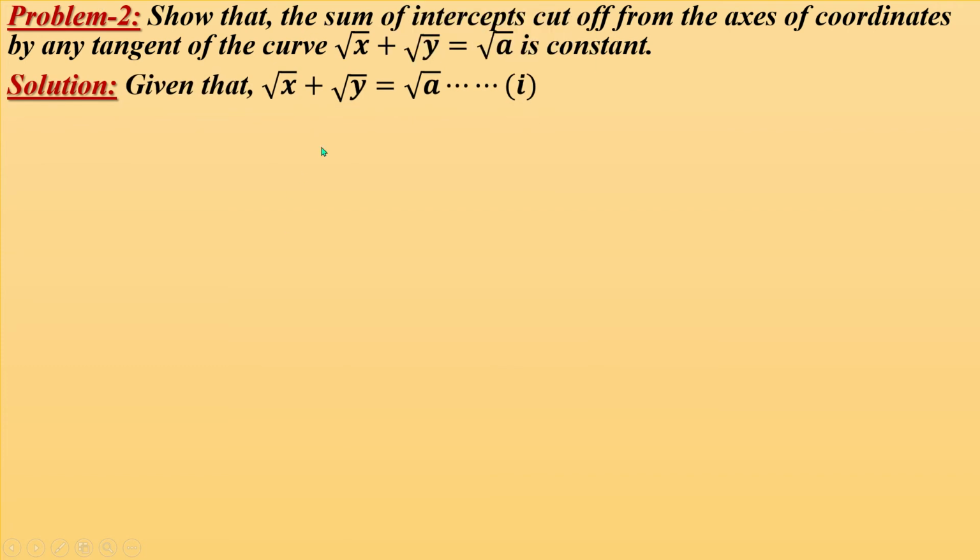Problem 2: Show that the sum of intercepts cut off from the axes of coordinates by any tangent of the curve square root of x plus square root of y equals square root of a is constant. Follow the solution. This is the given condition.